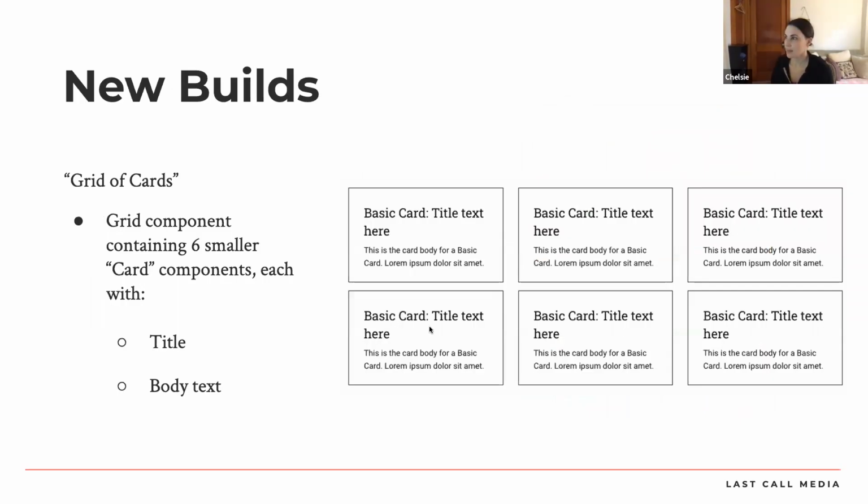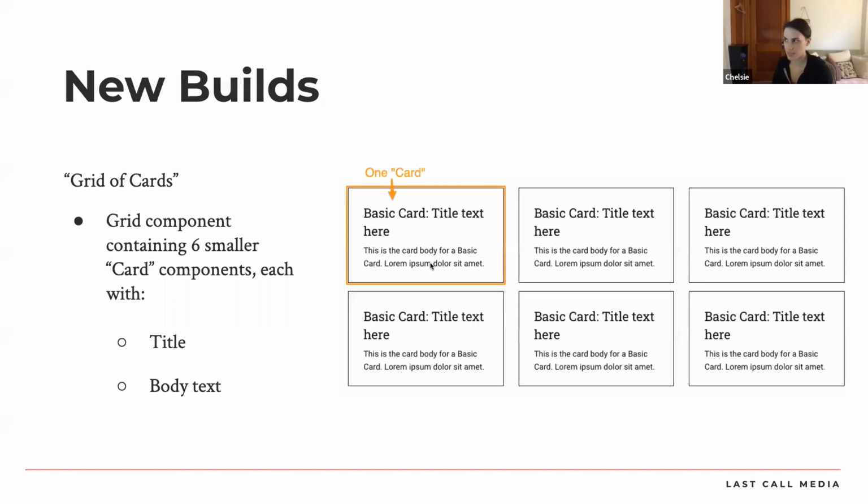So hypothetically, let's say that you're working on a new site build and you're a developer and your task is to build a component called grid of cards. And grid of cards has the following requirements. It's a grid component containing 6 smaller card components, each card having a title and body text. So an assumption here in this example is that we are using component theming, which means that we are building our theme out in such a way that there are smaller pieces that fit into larger pieces, and all of those pieces are reusable.